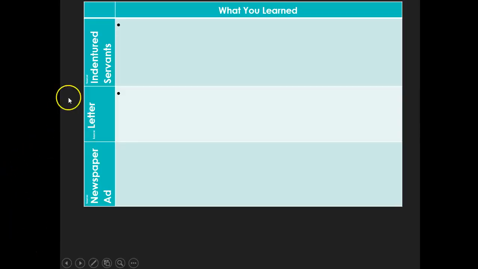On your notes page, over where it has source in the first box, just write indentured servants. That was the title of that paragraph. And then in the empty box next to it, you're going to write down some notes of what you learned about indentured servants based on that passage. And I'm going to flip back to that screen.